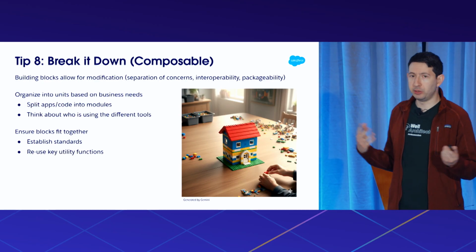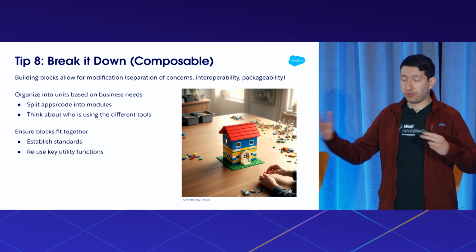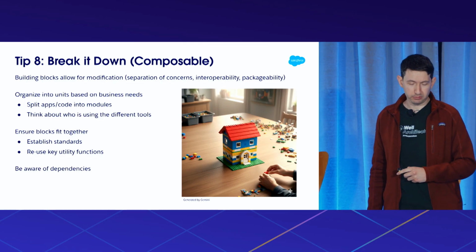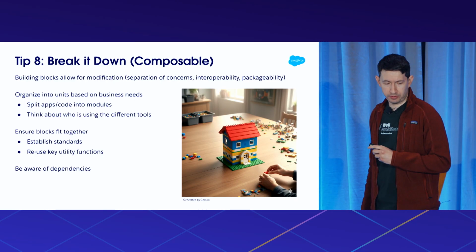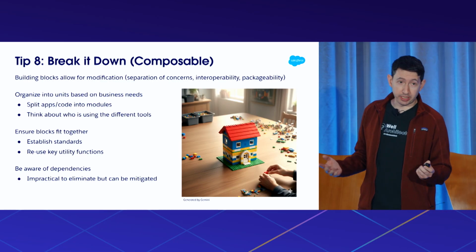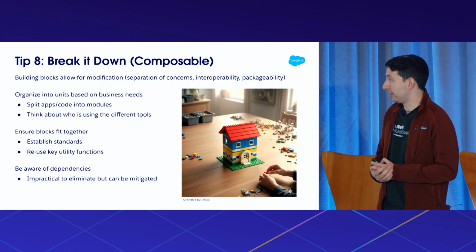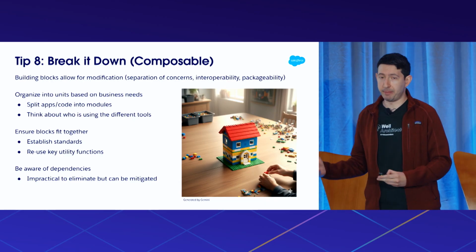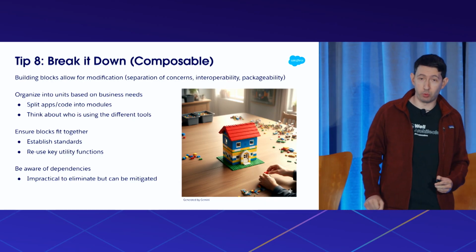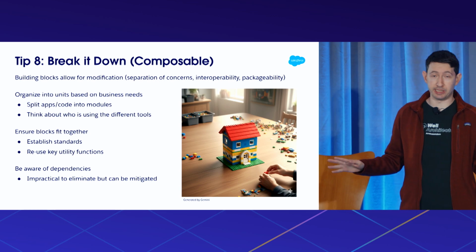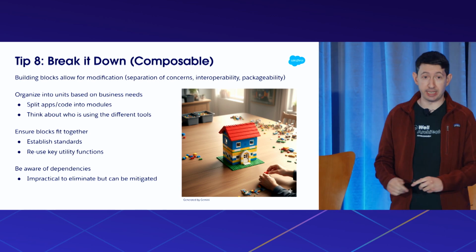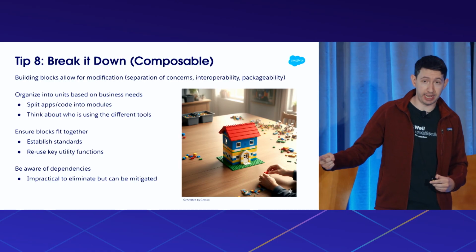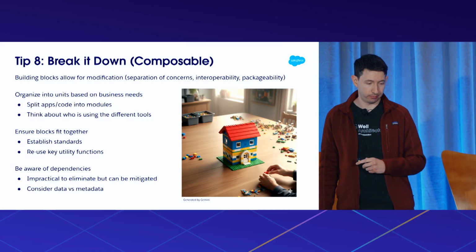Are we able to reuse key utility functions? So again, different parts of our application are functioning relatively the same way. I also challenge you to be aware of dependencies, right? Ultimately, a lot of the dependencies are impractical to fully eliminate, especially if we want things to work together. But they can be mitigated by making sure that breaking something in one part of the application is not going to break the entire system. Or if we do have a dependency, it's thoroughly tested, and every time we make changes to something that touches it, we run all the tests on that piece of the application, right?